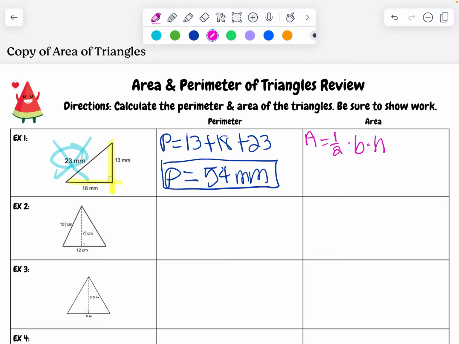So to find the area, I'm going to do my 1/2. The base is going to be down here because it's right at the bottom of my right angle. So it's going to be times 18. And then times the height, which is 13. So again, we didn't use the 23 because the 23 is a diagonal.